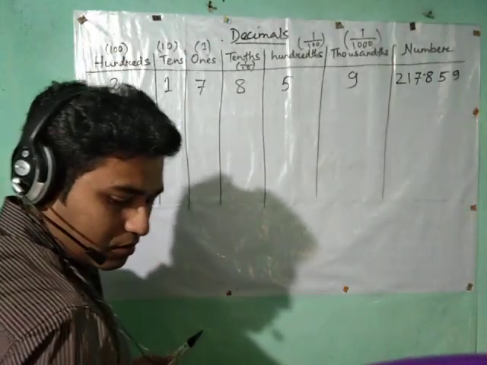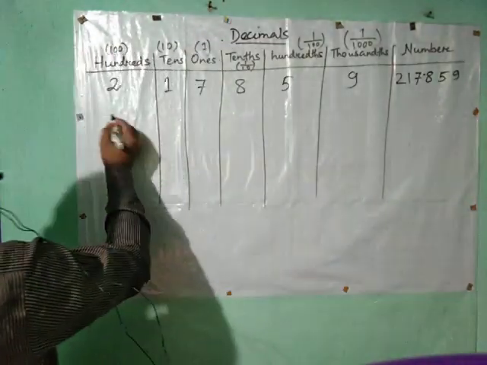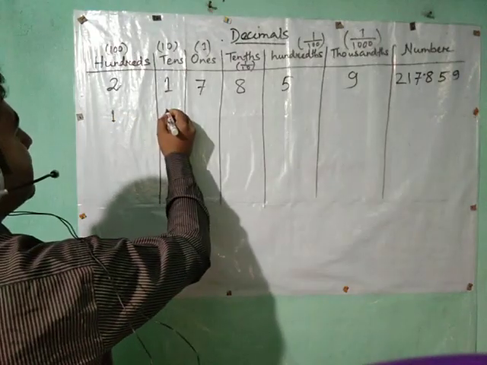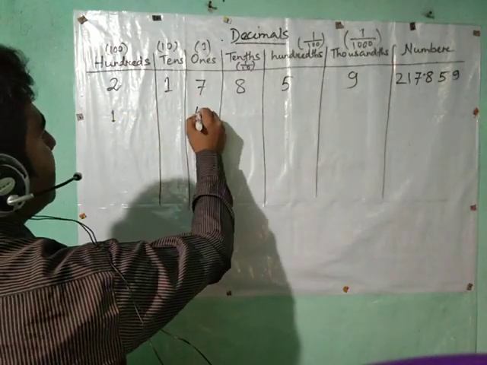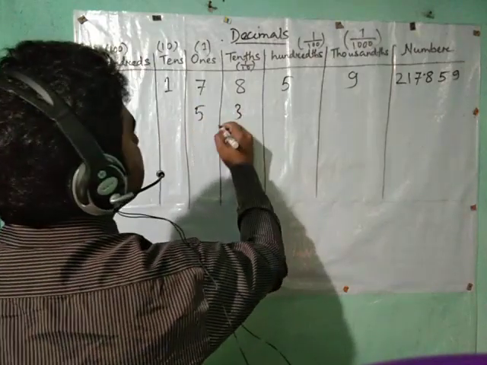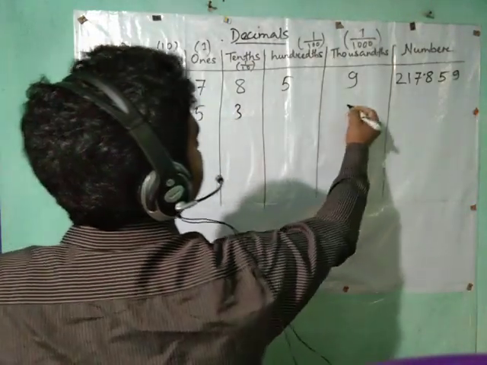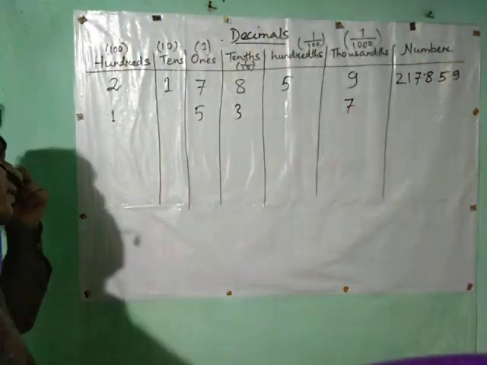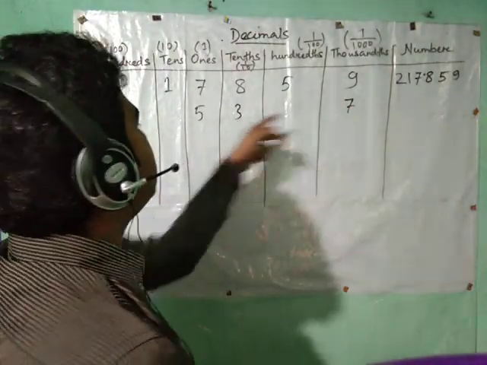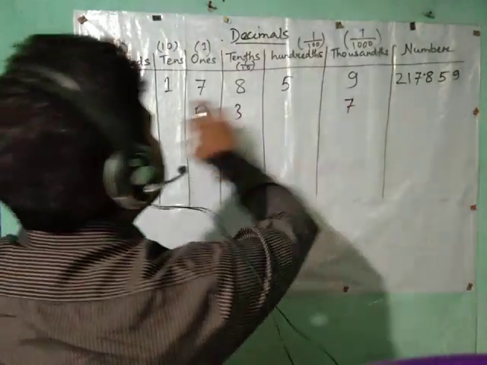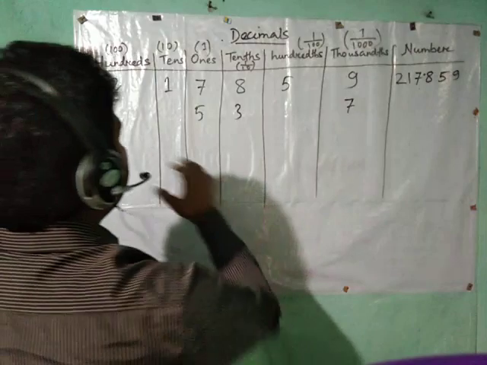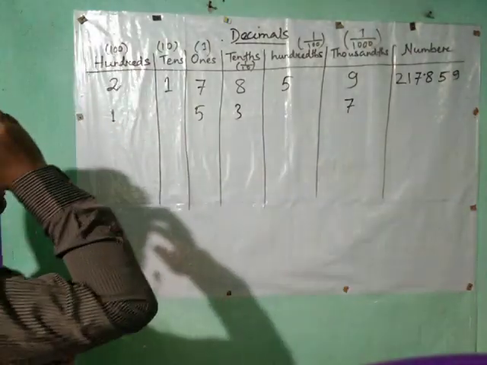Now one more example, let me see. Suppose here 1 is available, here nothing is given, here 5 is given, here 3 is given, here also nothing is given, and here 7 is given. Suppose our number is somehow given like this. Now what will you understand from this particular example?